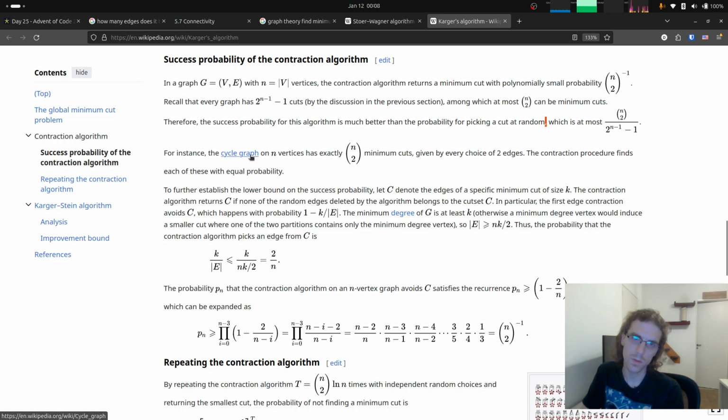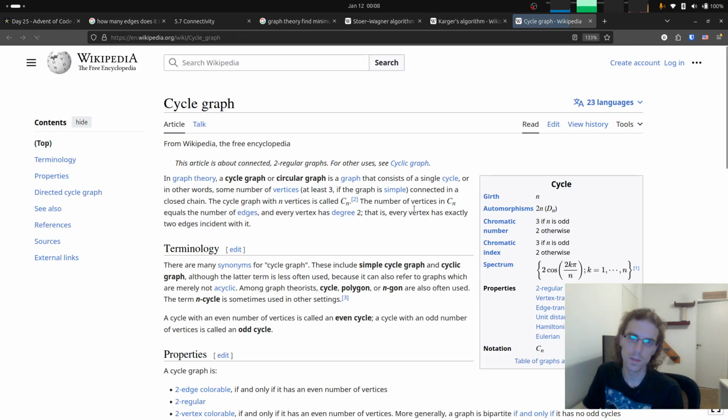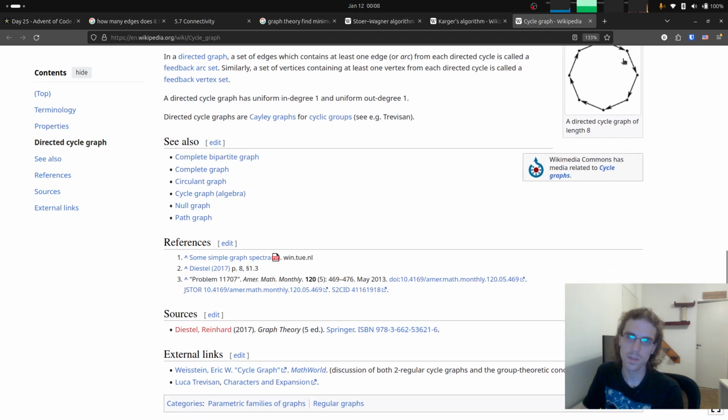What is a cycle graph? Oh, no nice picture for this. Oh, it's this thing. Great.